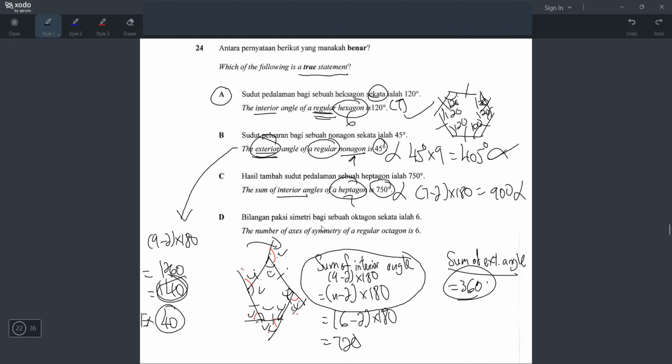And then what about the number of axes of symmetry of a regular octagon? The number of axes of symmetry of a regular octagon will be 8, if I'm not mistaken. It's okay, let me show you my notes. Let me open up my... Okay, I have notes here. Let me find the file. Number of axes. I think it's this one. Lines of symmetry. Yeah, I think I found it already.